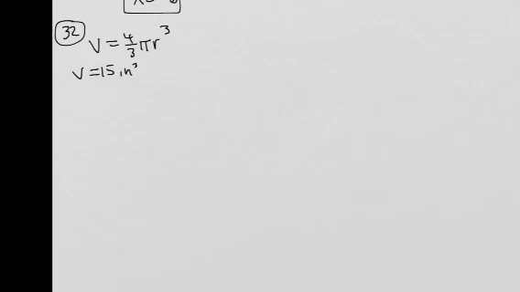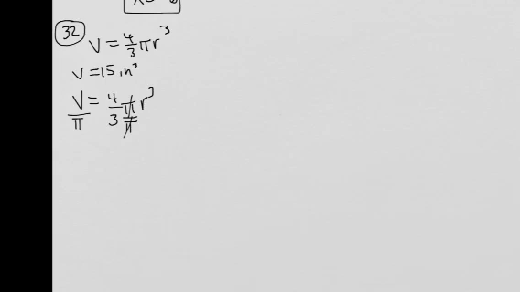Okay, for this problem, they want you to solve for r when the volume is 15 cubic inches. Okay, so first off, we're going to leave r by itself. So let me write it down here better. V equals 4/3 pi r cubed. So I can divide by pi, and so that eliminates the pi's right there.